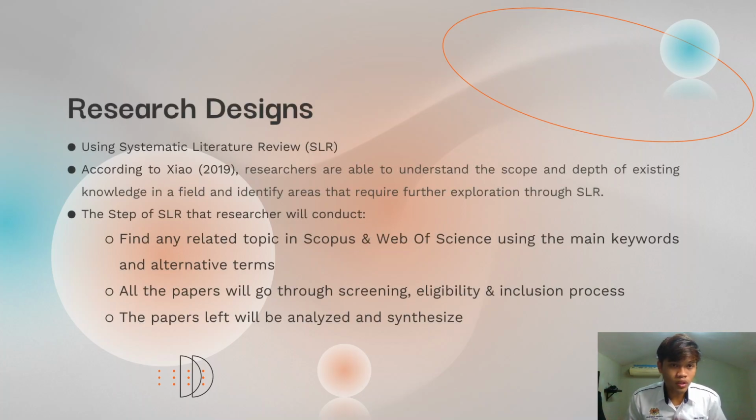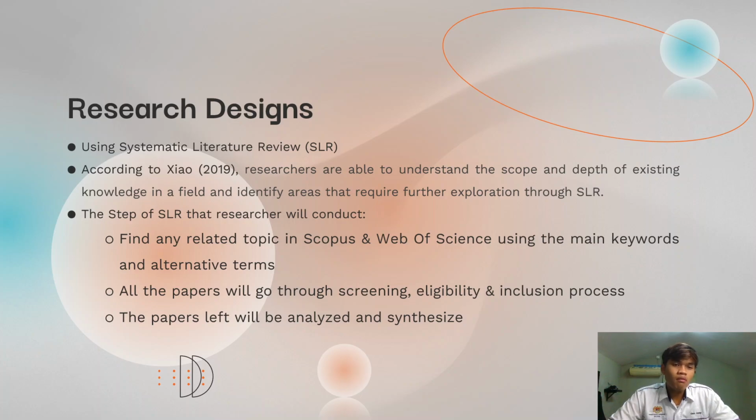We go to the research design. The idea of conducting this research is using the systematic literature review, SLR. According to Xiao 2019, through SLR researchers are able to understand the scope and depth of existing knowledge in a field and identify areas that require further exploration.